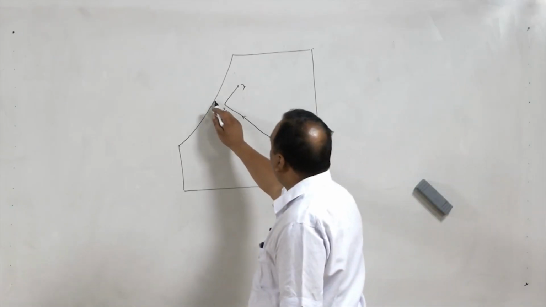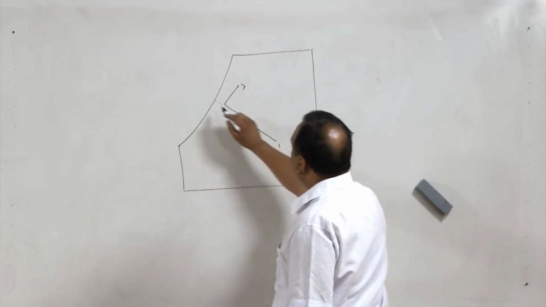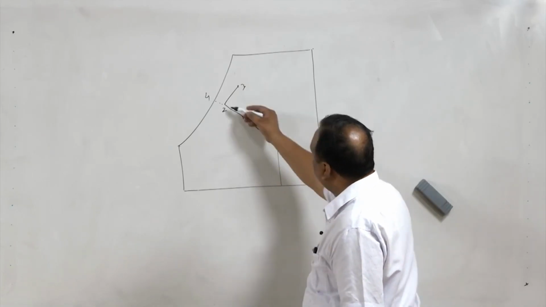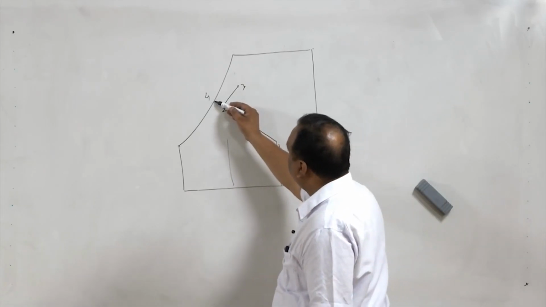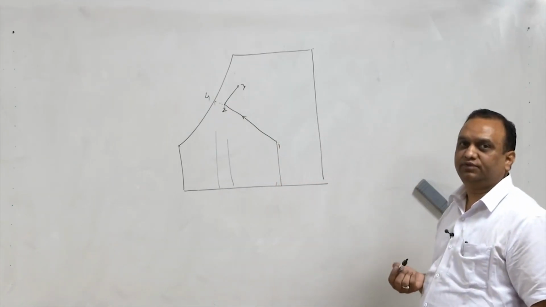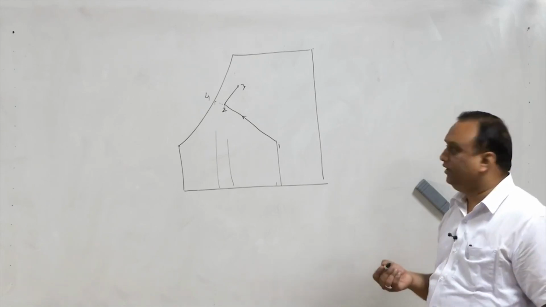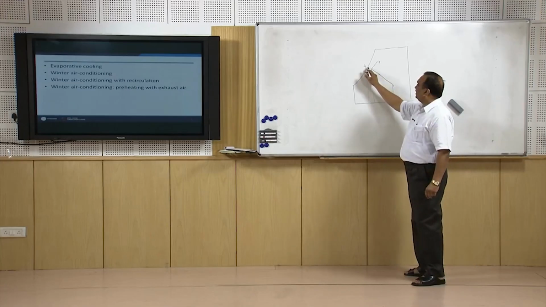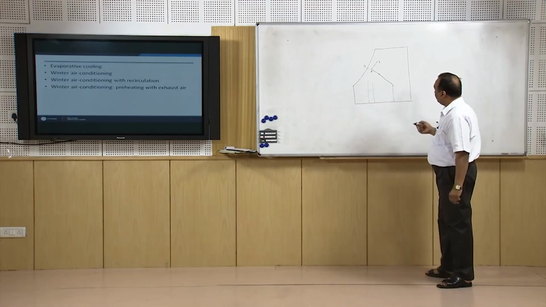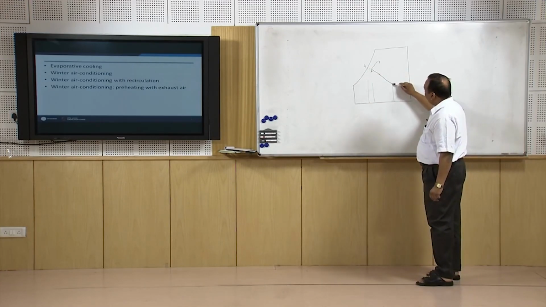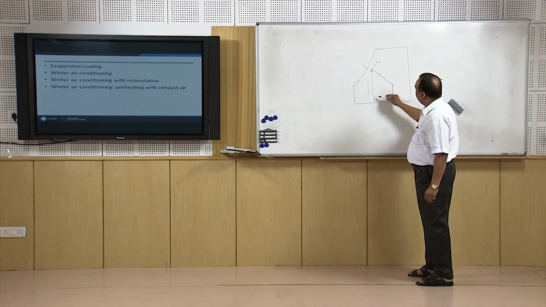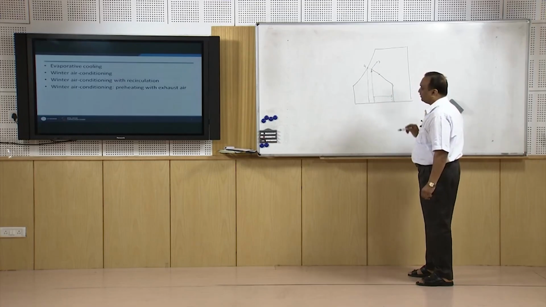There is an efficiency for the evaporative cooler also, and that efficiency is the actual temperature drop over the maximum possible temperature drop. This is known as the effectiveness of the evaporative cooler, because in an evaporative cooler we never get 100% saturated air. We may get 90% or 80% saturation of air. In that case, the effectiveness will be this temperature drop divided by the maximum possible temperature drop.